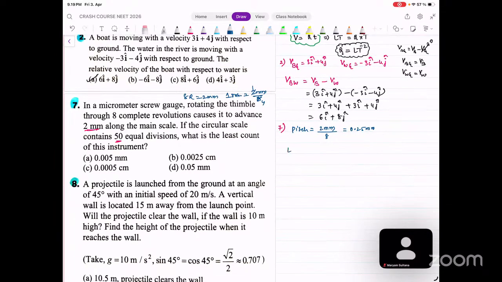Now how will you find the least count for a screw gauge, beta? Least count is equal to, what is the formula? Pitch divided by number of circular scale divisions. Pitch is how much for me? 0.25 mm divided by number of circular scale divisions, how much for me? 80. So the least count is 0.25 divided by 80, which is 0.003125 mm. This will be the answer. Clear?